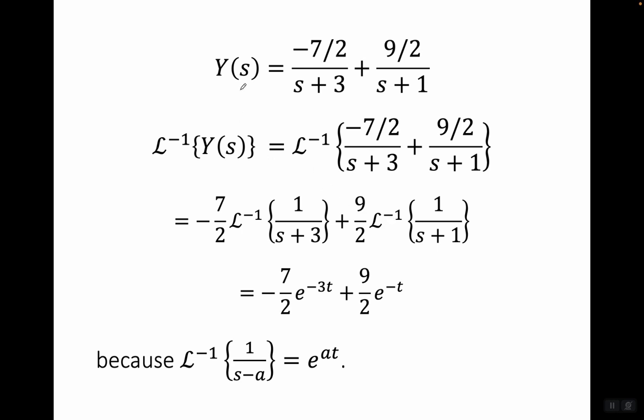Okay, we take the inverse Laplace transform of each side, and this is what we end up with. The inverse Laplace transform of Y of s is just going to be y. That's easy enough. We have negative 7 halves times the inverse Laplace transform of 1 over s plus 3 plus 9 halves times the inverse Laplace transform of 1 over s plus 1. We've seen before this can be rewritten as e to the negative 3t, and that's e to the negative t. And so that's our answer. y equals negative 7 halves e to the negative 3t plus 9 halves e to the negative t.